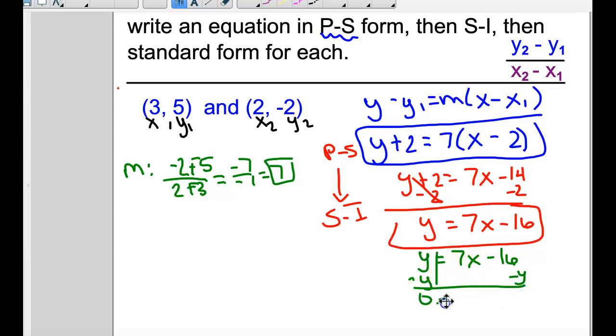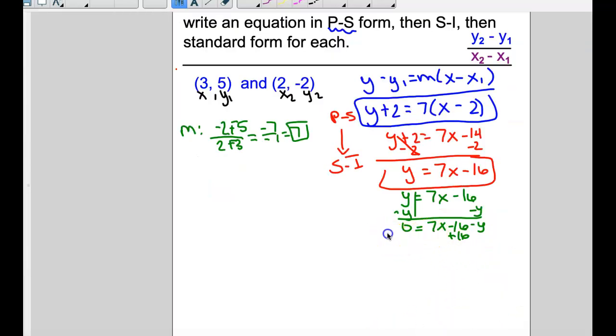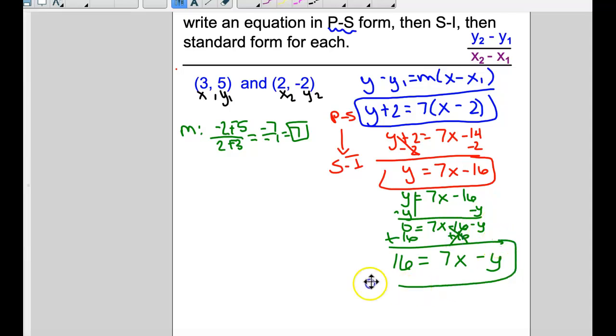0 equals my 7x minus 16 and the minus the y. And then I get that plain number out of there, right? So I'm going to add that 16. I'm going to add that 16. So I'd have 16 equals my x and my y that are left, right? So then I have my standard form equation. I have my slope-intercept equation. I have my point-slope equation. So that's a big piece of today's assignment. Make sure you're reading the directions so you can walk through each part and understand each part, right?